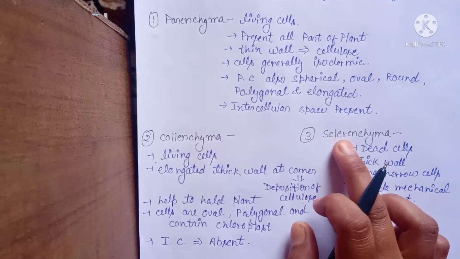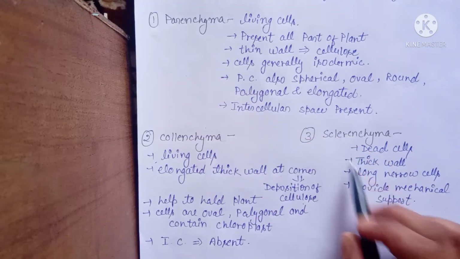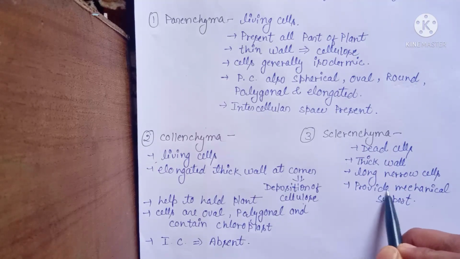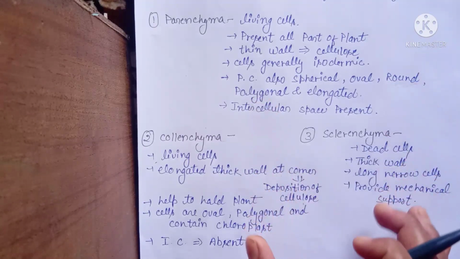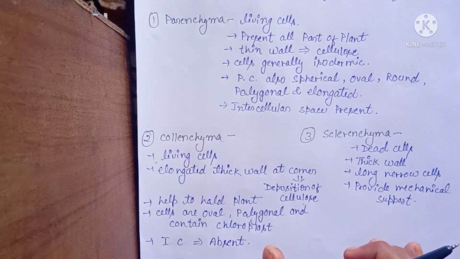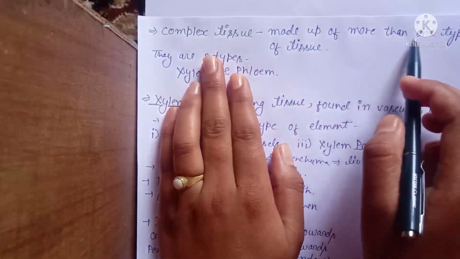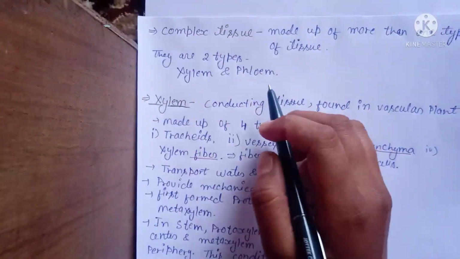Third is sclerenchyma. These tissues are dead tissues, with thick walls. These tissues are long, narrow cells, and these tissues also provide mechanical support to the whole plant. So these are types of simple tissue. Now we understand complex tissues. Complex tissues are made up of more than one type of cells. They are of two types: xylem and phloem.